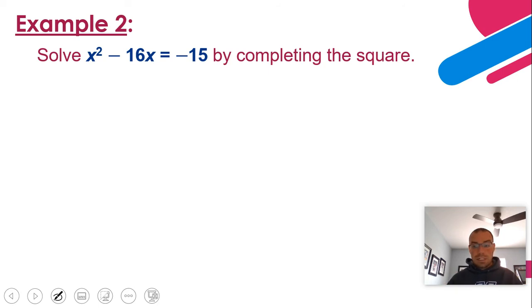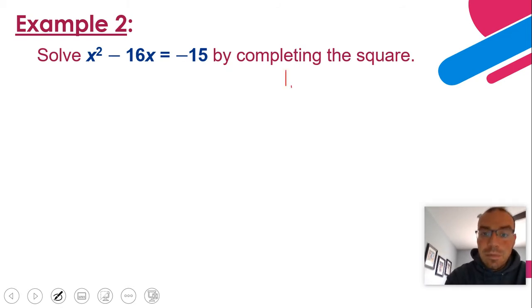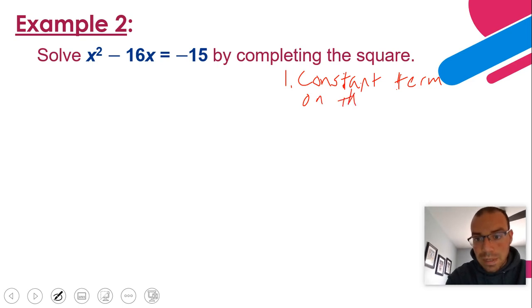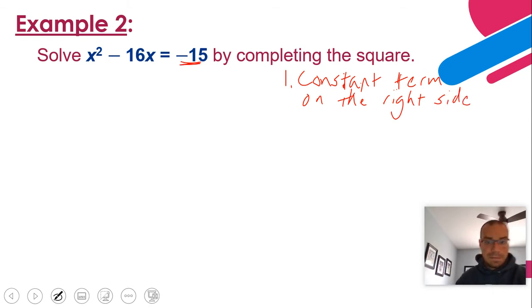Eventually, the reason that we're doing this is to actually solve the equation out. So when you're asked to solve an equation by completing the square, different from what we did in other types of equations, we don't want to set it equal to 0 here. We want our constant term on the right side. The constant term is the term that does not have a variable with it. So in this case, it's that -15.